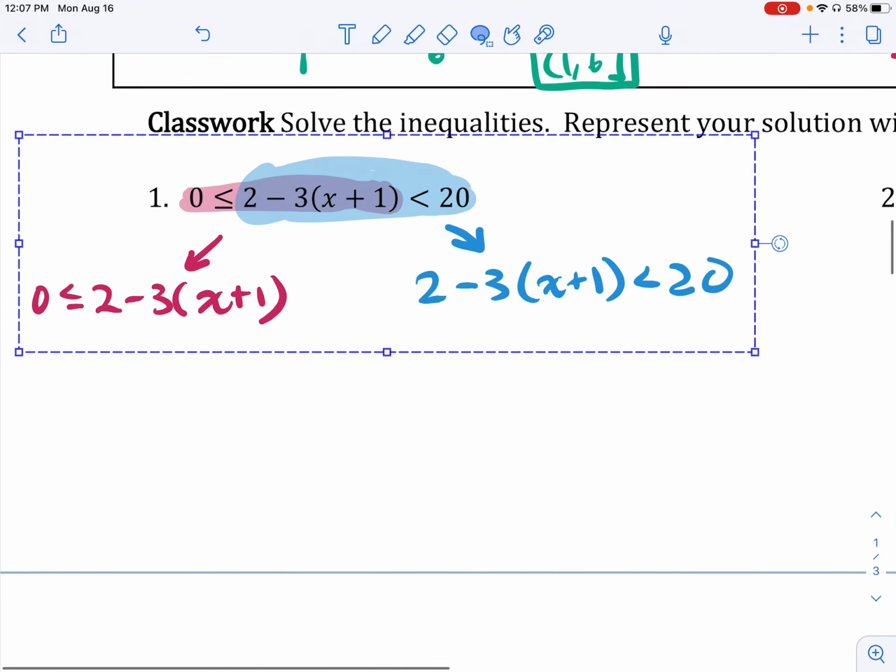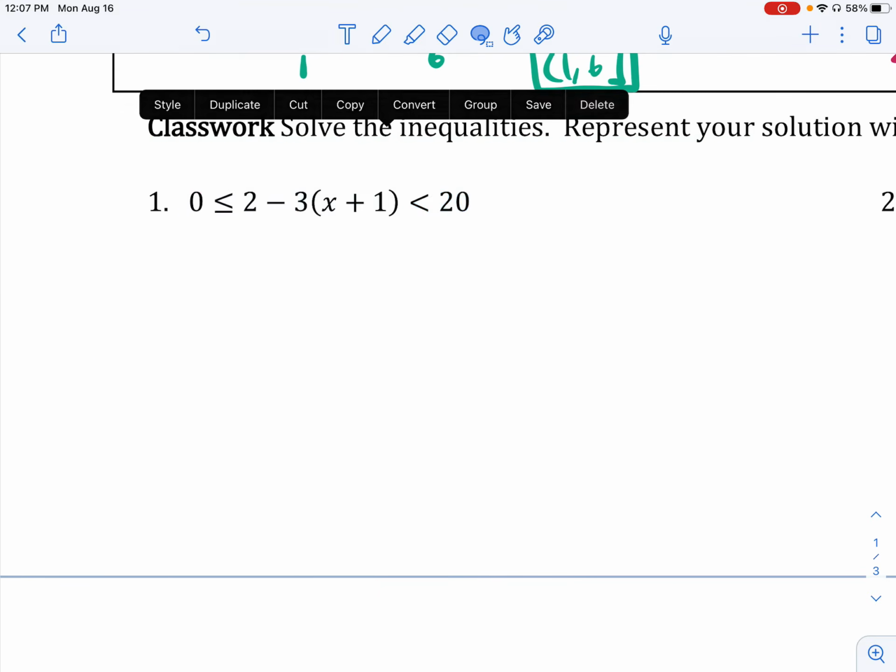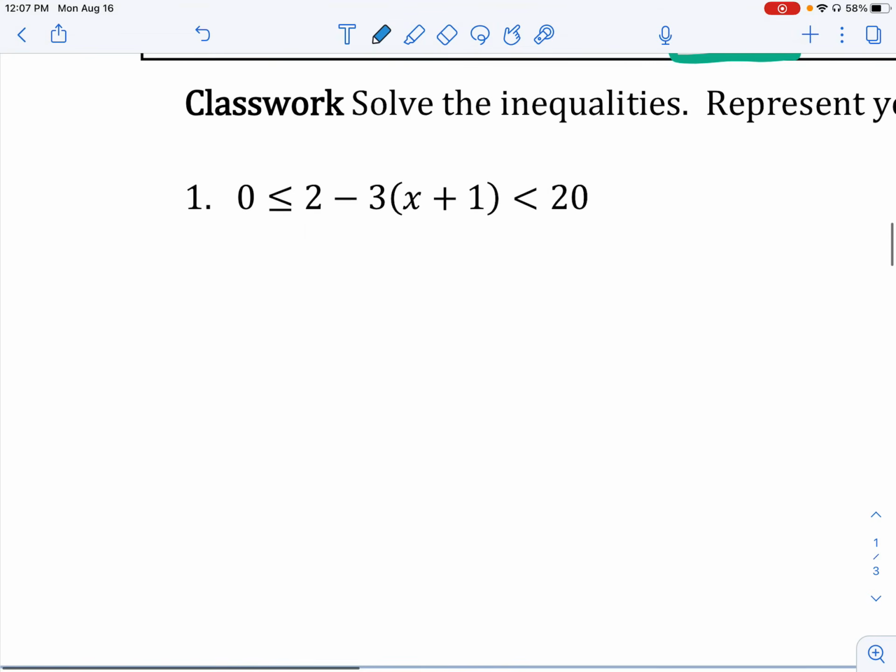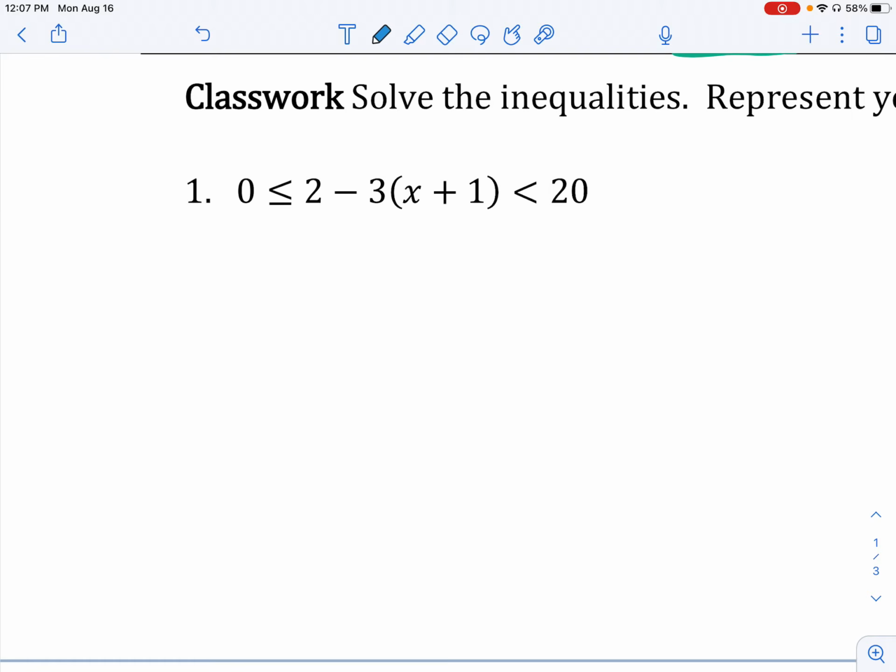If you're like me, though, you want to do this a little efficiently. So I'm actually going to go ahead and just solve this all as one, keeping everything together. And this is totally fine. You just have to make sure that you remember that whatever you do to one, you've got to do to all of them. So what I mean by that is we're still going to isolate x. We're trying to get this by itself. So we're going to start by subtracting 2. That means we're going to subtract 2 here and also 2 here.